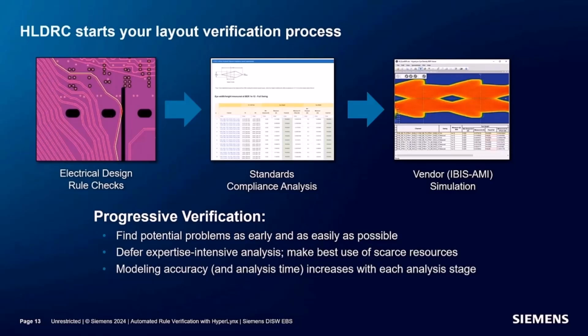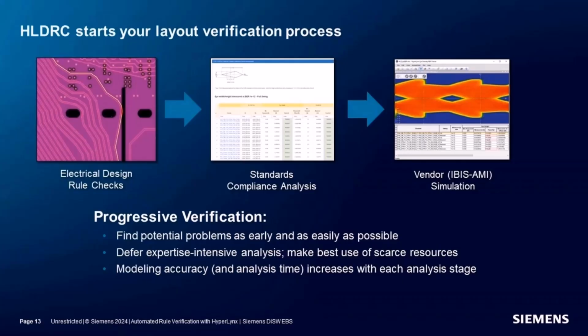It allows us to find layout problems as early in the design cycle as possible with as little effort as possible. We deliberately separate verification into different stages so that we can defer time consuming and expertise intensive analysis, allowing us to make the best use of scarce SI experts. We start with simple analysis and then add accuracy in controlled stages because the time needed to model and analyze the system increases as we make the analysis more accurate. And that's true with any tool, not just Hyperlinks. The time and expertise needed to perform simulation increases dramatically as analysis accuracy goes up.